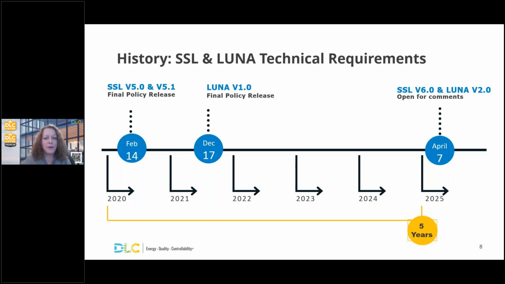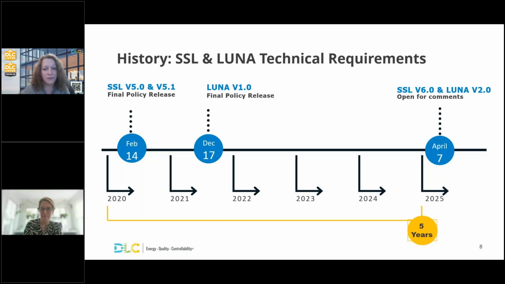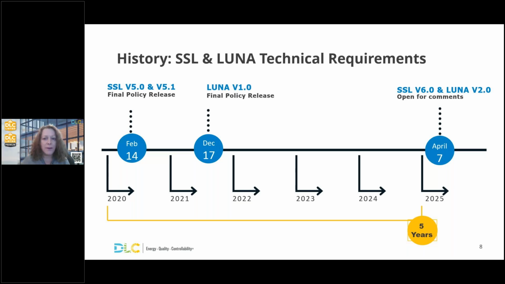Thank you, Lauren. It's been 5 years since our last major SSL policy update. On February 14th, 2020, we released SSL version 5.0 and version 5.1. Those updates focused on persistent energy savings, better product differentiation, improved light quality, and wider adoption of controls. In December 2021, we released Luna version 1.0. The DLC's Luna requirements define performance criteria for certain outdoor lighting product types, helping decision makers select products that save energy while supporting responsible nighttime lighting. Luna builds on SSL version 5.1 requirements and adds additional criteria to limit light pollution and light trespass.